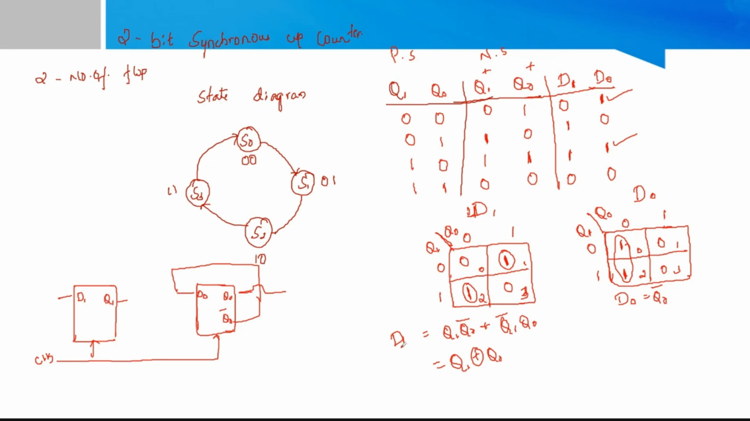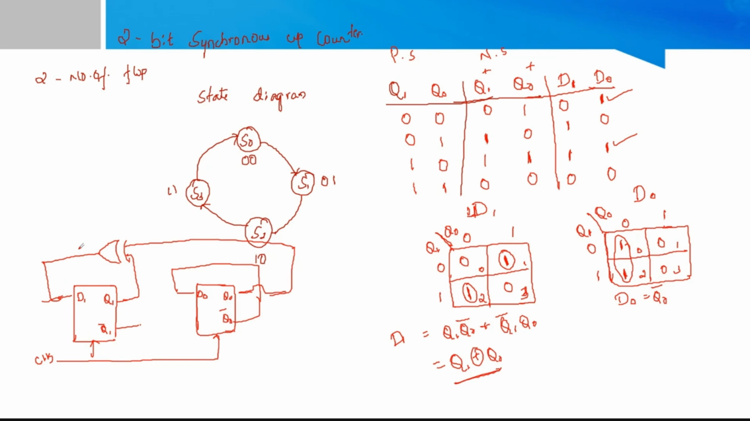For D1, what is the input? It is Q1 XOR with Q0. So it is Q1 XOR with Q0. This will be Q1 bar. This is the circuit for the 2-bit synchronous up counter.